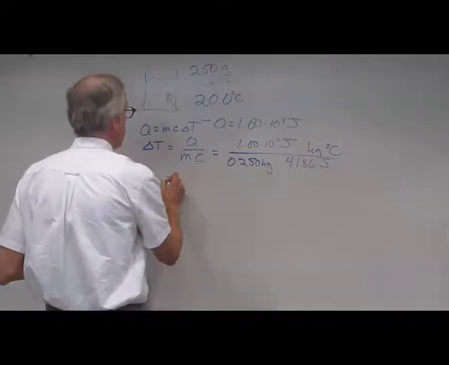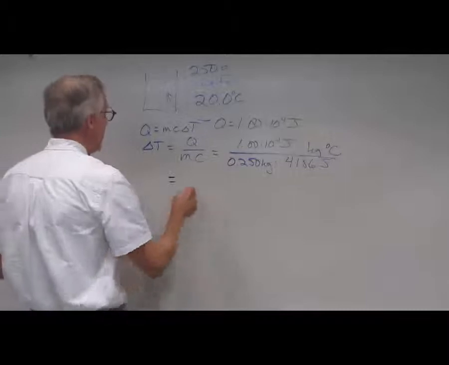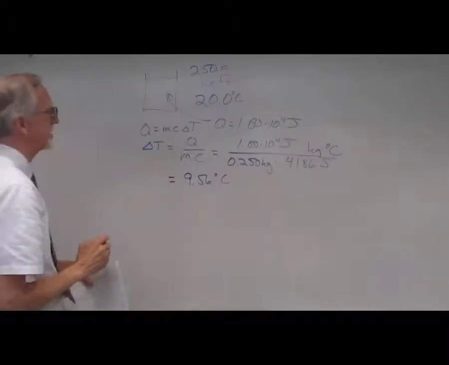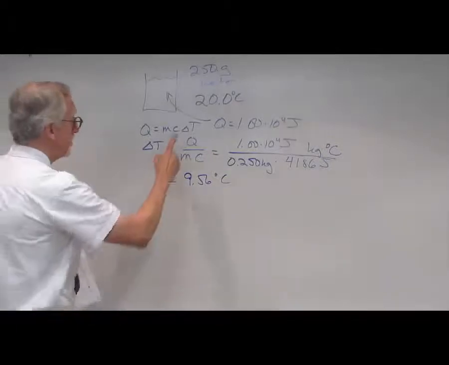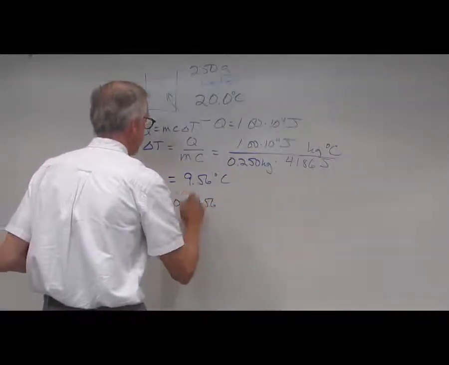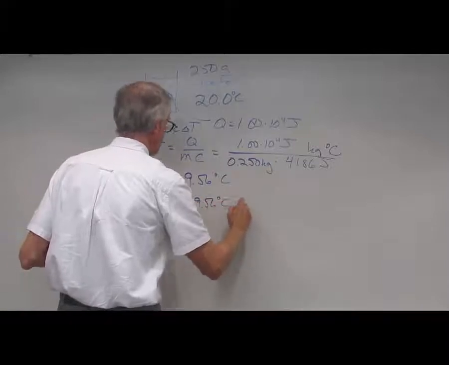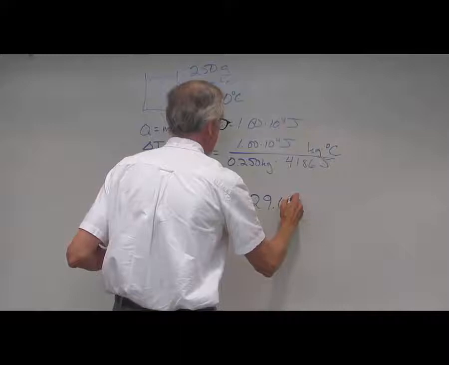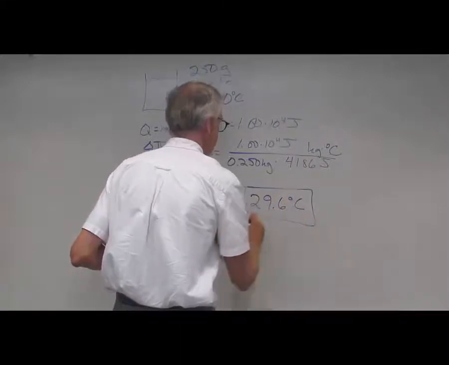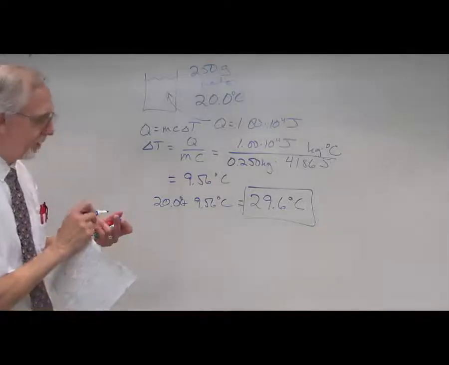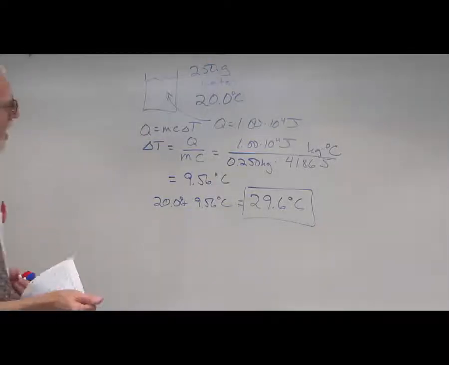Divide that out, and what we find is that delta T is 9.56 degrees Celsius. So what's our final temperature? 20.0 plus 9.56 degrees Celsius, or a final temperature of 29.6 degrees Celsius. So there's our final temperature. All right, now let's try another one.